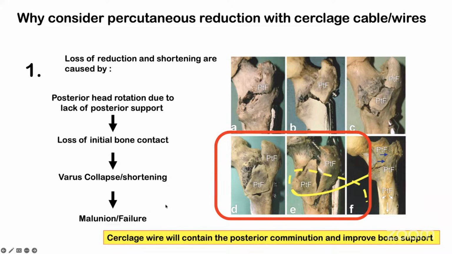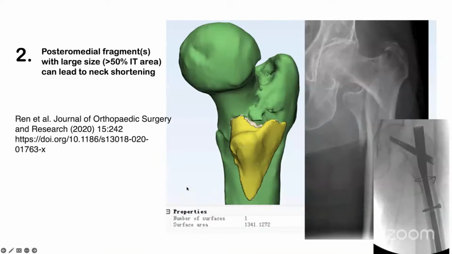So cerclage wire will contain this posterior comminution and improve the bone support. It will contain the bone and improve the reduction, as well as the sustainability of the implant. Many studies show that if this posterior middle fragment is large enough, more than 50% of the intertrochanteric area, then it gives poor results because of the poor fixation of this trochanter.